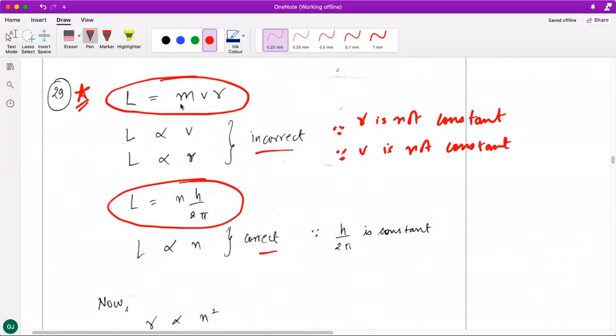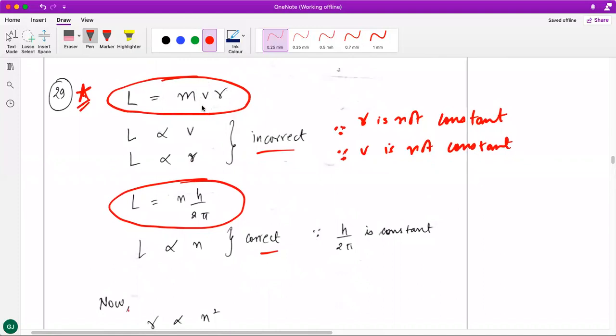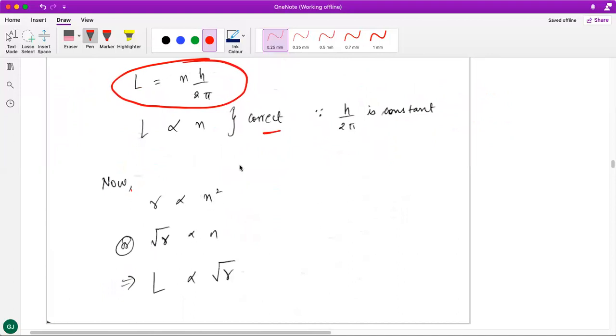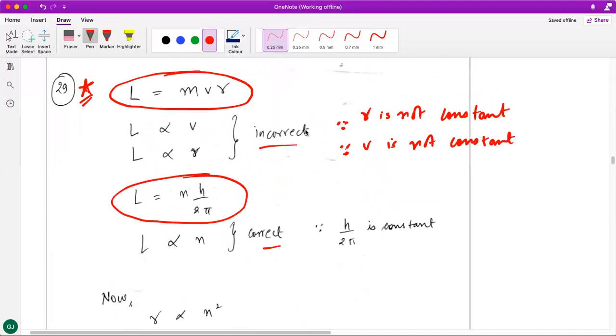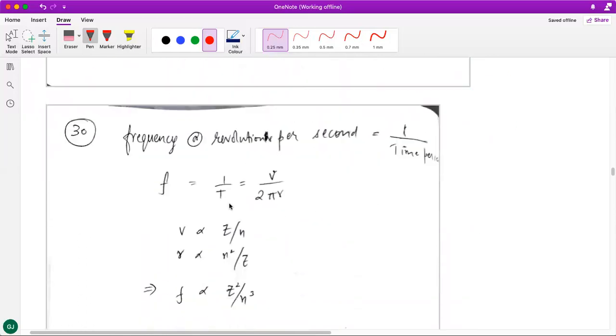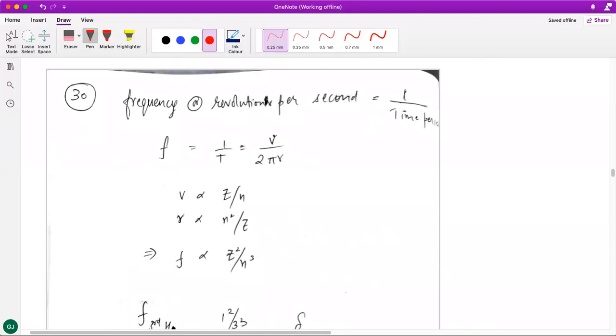But another way of doing it is that you could have substituted the formula of V in terms of R from the force balance equation, and then also got the relationship between L and R while keeping the other quantities constant. So that is also another way. This is just one of the ways that I've shown. The major learning is to avoid seeing direct proportionality if other things are not constant. Okay. All right. 30th question.